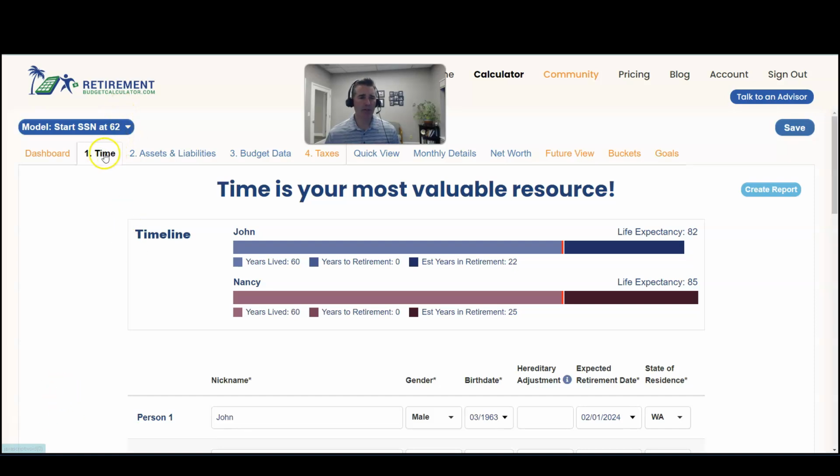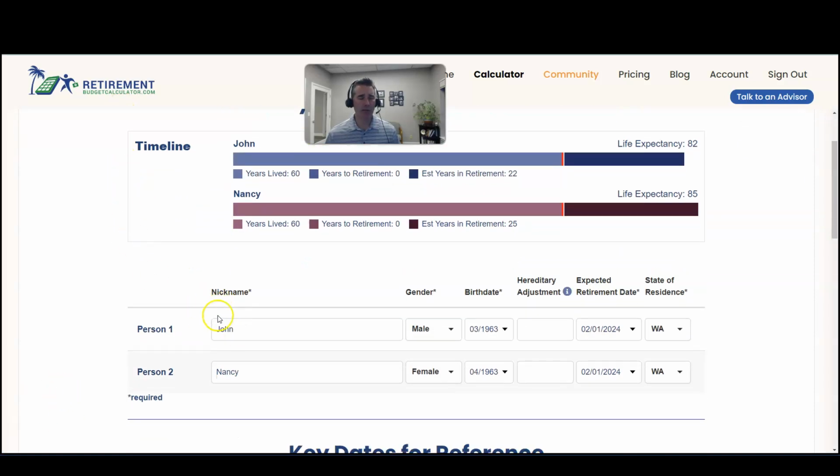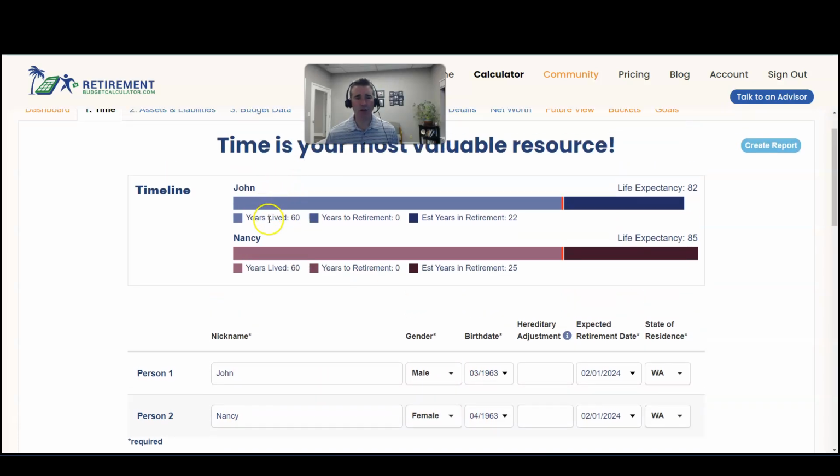So the first tab here, tab 1, is the time tab, and we put in John and Nancy. This is a make-believe couple. Birthdays March 1963, April 1963. And you can see up here it says John has lived 60 years, and so has Nancy. And their life expectancy is age 82 and age 85. Now this is based on the Social Security mortality tables.